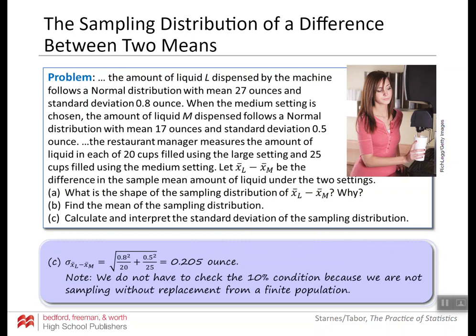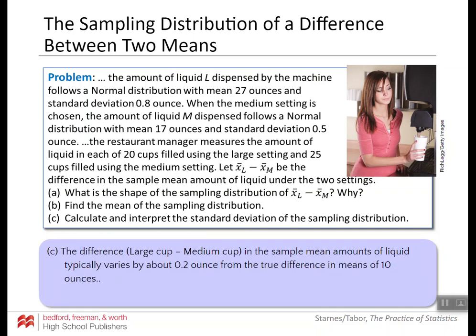To interpret the standard deviation, we do that the same way that we have all year. The difference, and specify which difference you're doing, so large minus medium, in the sample mean amounts of liquid typically varies by about 0.2 ounces from the true difference in means of 10 ounces. Remember, whatever we're talking about typically varies by the standard deviation from the mean.